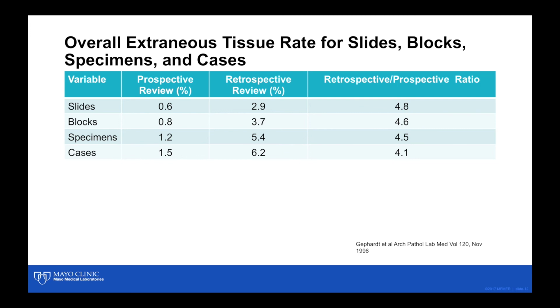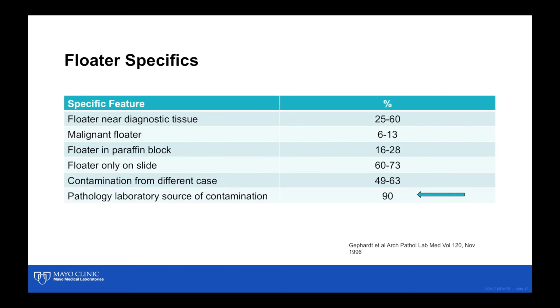So the rate of floaters varies in every practice, and it depends on whether you do this in a retrospective review or in a prospective review. But I would say for slides, it's probably 1 to maybe as high as 4%. And we've worked on some things in our practice to decrease the number of floaters in our practice. I think you should look at this slide. 90% of the floaters are from the pathology lab.